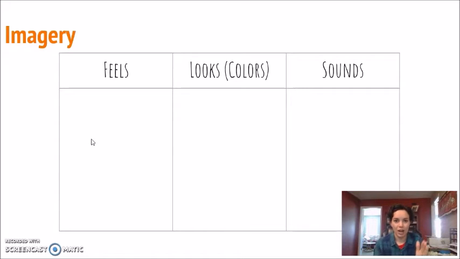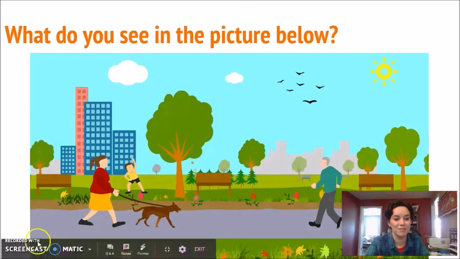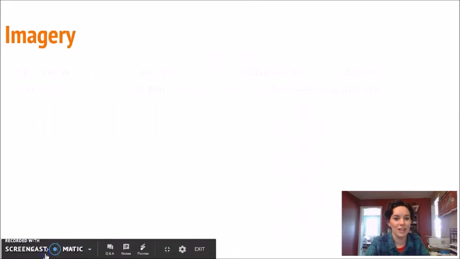looking at that picture, I want you to create this table. So go ahead, get out a piece of paper, pause the video, make this chart. You need at least 3 columns for these 3 senses. In this scene, what would you feel, what would you see, and what would you hear? Did you get it? All right, great.